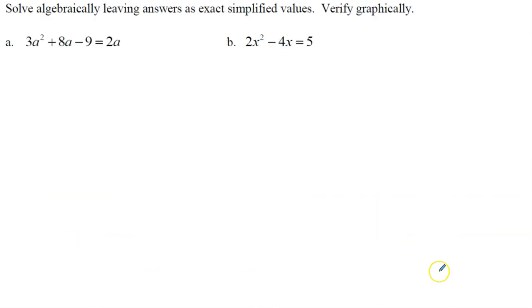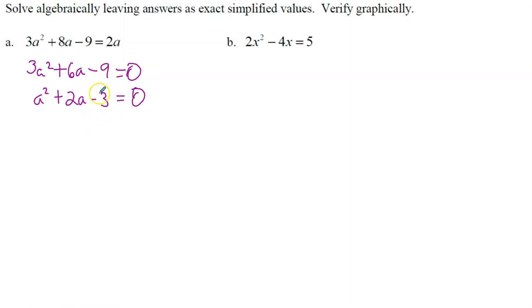Okay. Solve algebraically, leaving answers as exact simplified values. The only way we can solve any of these equations is to set them equal to 0. So we're going to move that over: 3a squared plus 6a minus 9 is equal to 0. Now, since that's equal to 0, we can divide both sides by 3. So dividing through by 3 gives us a squared plus 2a minus 3 is equal to 0.